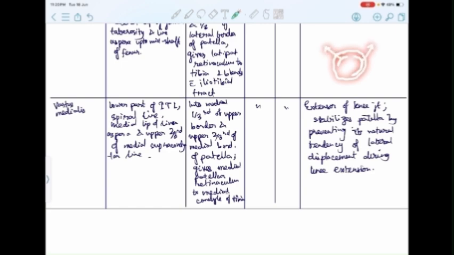Usually, there is a tendency of lateral displacement. This is the lateral side, and this is the medial side. So there is a tendency of lateral displacement of the patella during dislocation. In order to prevent this, we have such a huge medialis attachment, so that it can pull the patella medially, thus preventing the lateral displacement. Let's move on to the next page.